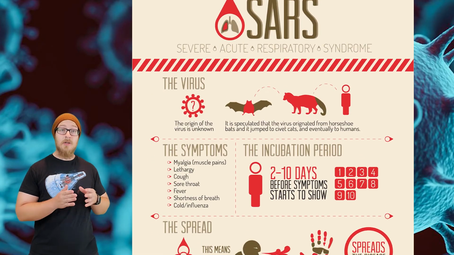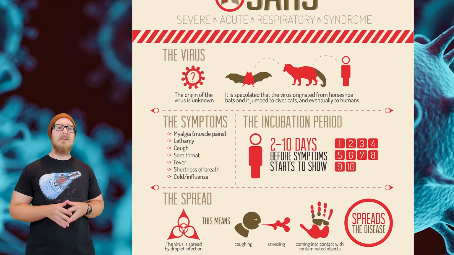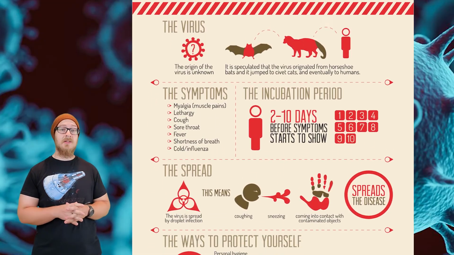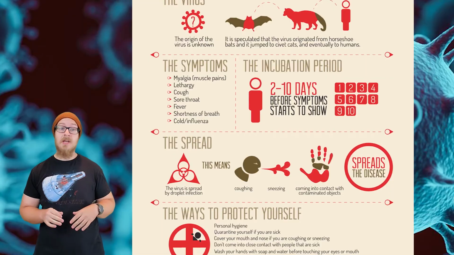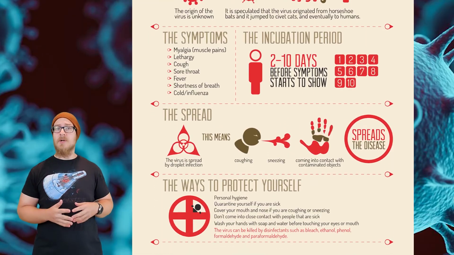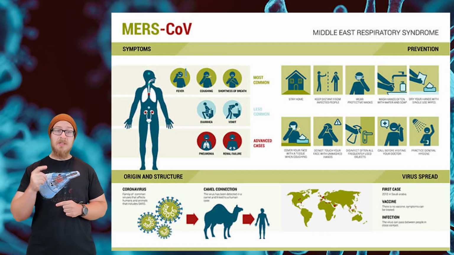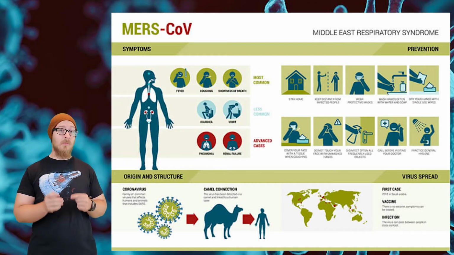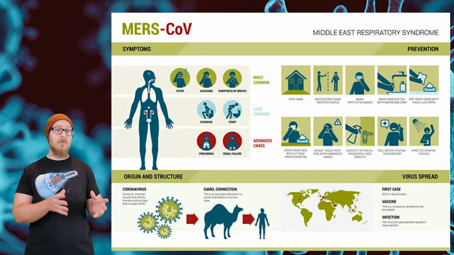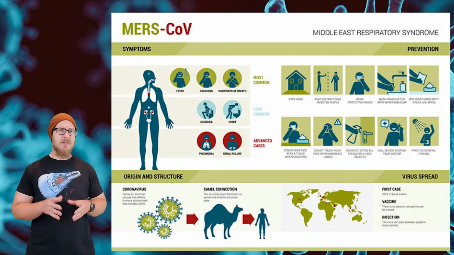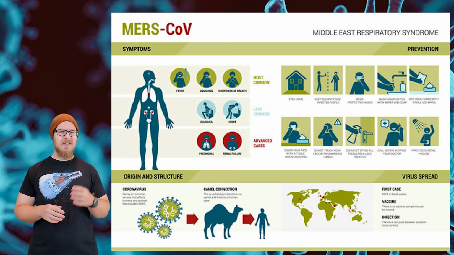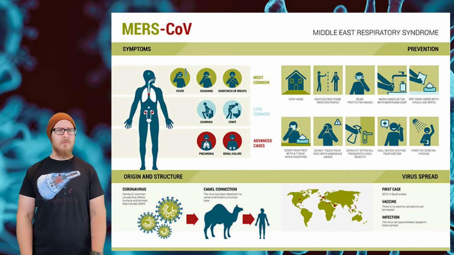SARS, or Severe Acute Respiratory Syndrome, is a viral respiratory illness that is transferred from animals to humans and then can be spread between humans through respiratory droplets. Middle Eastern Respiratory Syndrome, or MERS, is also another viral respiratory illness that was spread from animals to humans. SARS and MERS are both in the coronavirus family. And now it's time to address the elephant in the room.